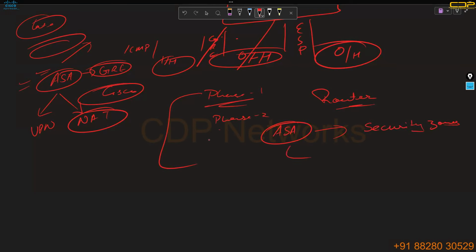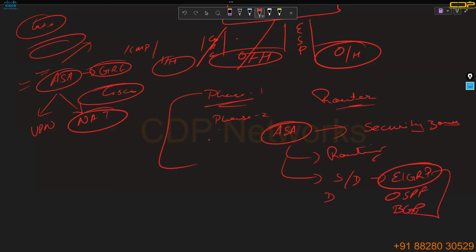Then I will introduce you to the routing concept. In routing, we are going to cover static and dynamic, and we will do the default one also. In dynamic, we will cover EIGRP, and we will focus on EIGRP more. We have OSPF, and we can do BGP also. These are the protocols we are going to cover on the ASA. We will do redistribution also.